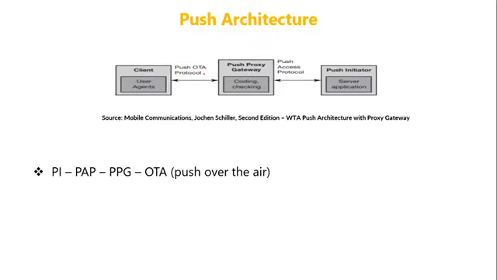The push access protocol controls communication between PI and PPG. The push over the air protocol is used between PPG and the client. If the PI is able to use the push OTA protocol, then it can even directly communicate with the client.